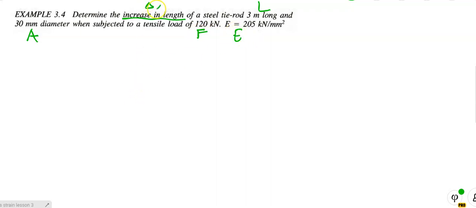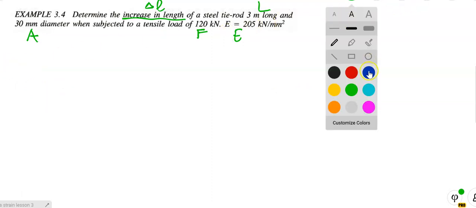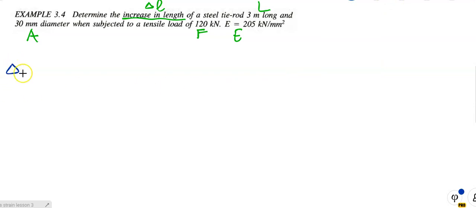So we must determine delta L. They've given us L. We can work out the area. We've been given F, the load acting, and E. Delta L is equal to the force acting multiplied by the length, over the cross-sectional area times E. And that's it. There's the formula. Plug in the values, get the answer.